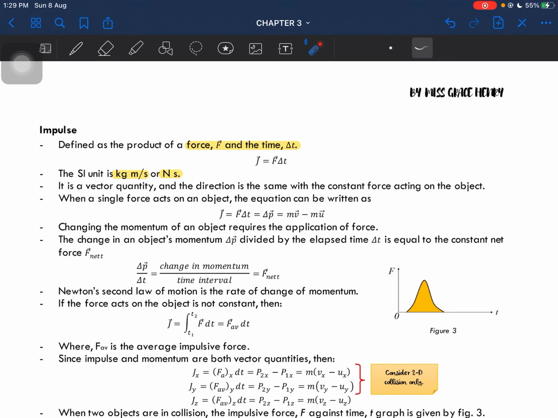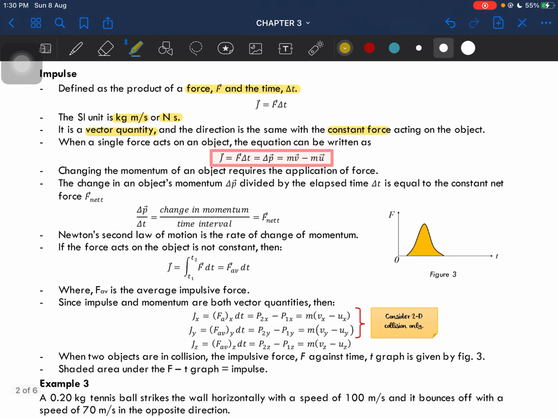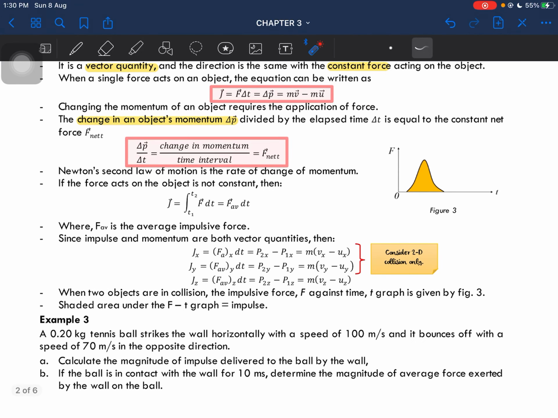And then impulse is the same as momentum in that it is a vector quantity, and its direction is the same as the direction of the constant force acting on the object. When a single force acts on an object, the equation can be written as shown here. This one is constant force, the force is the same. Changing the momentum of an object requires the application of force. The change in an object's momentum is equal to the constant net force times the time interval. So if a question asks you to find the net force of an object, but they only give the change in momentum and time interval, this is how you calculate the net force.